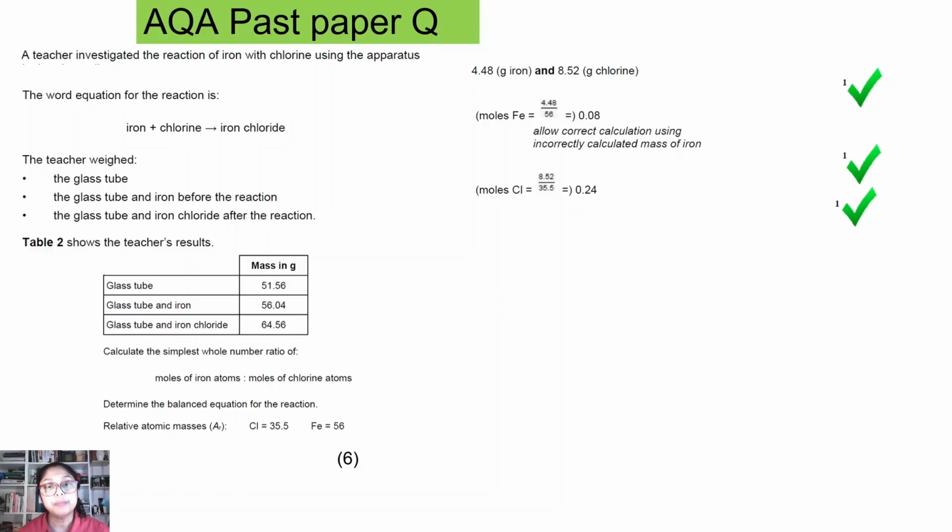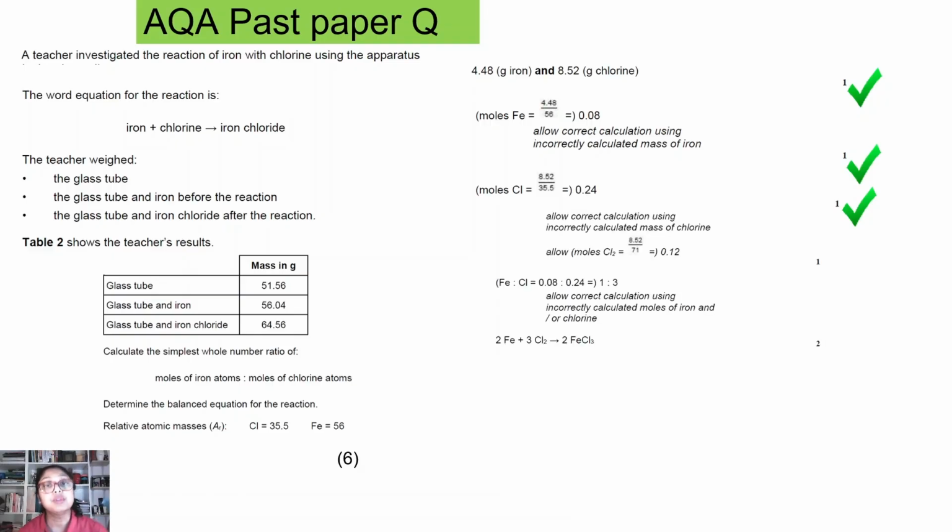Now the next step is to find out the molar ratio, isn't it? So we got the moles. So put those numbers next to each other, iron to chlorine, 0.08 to 0.24. What do you get? You get the molar ratio, that is 1:3. So that means 1 mole of iron reacts with 3 moles of chlorine. So from there, what you get, the compound is FeCl3, right?